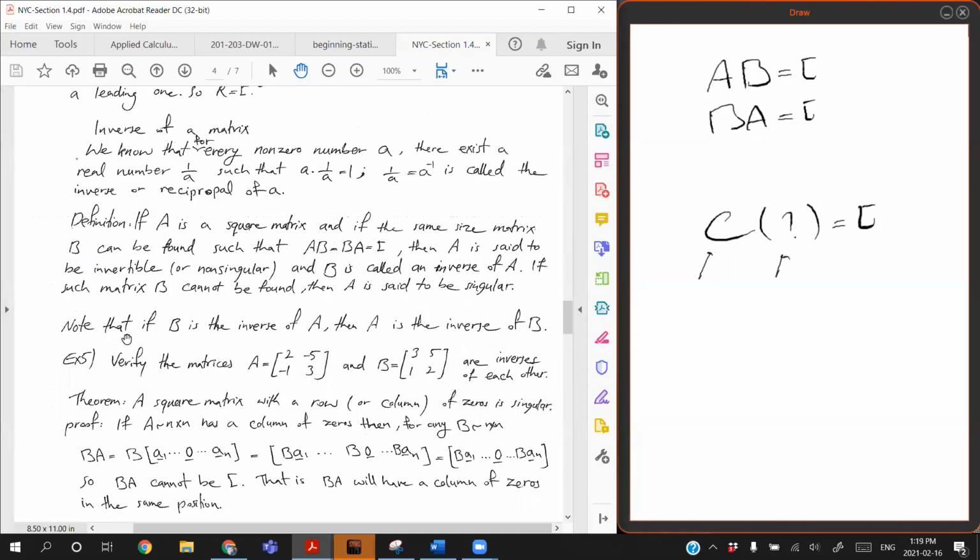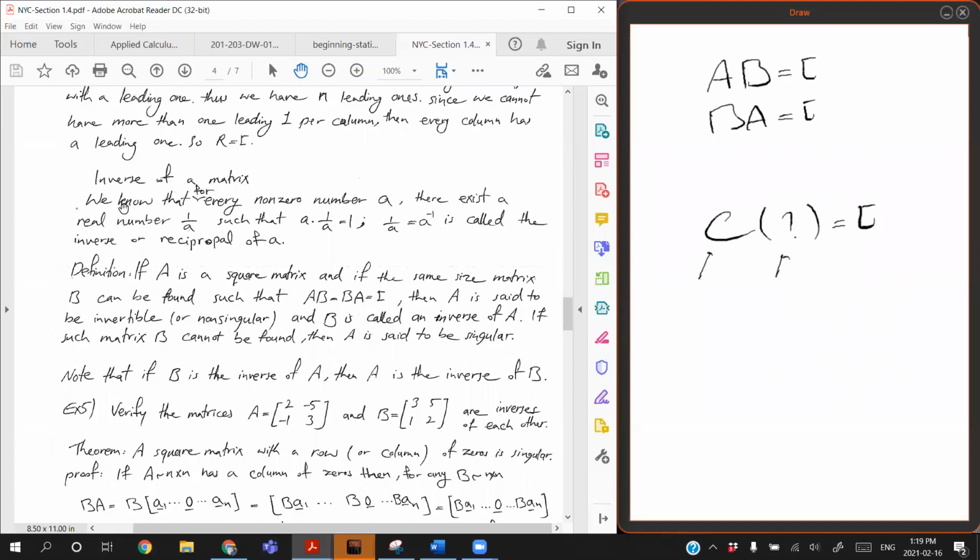So what is the definition of the inverse of a matrix? We know that for every non-zero number A, there exists a real number 1 over A such that when you multiply them, you get 1. And 1 over A can also be denoted as A to the power of negative 1. It's called the inverse of A. It's also called the reciprocal of A.